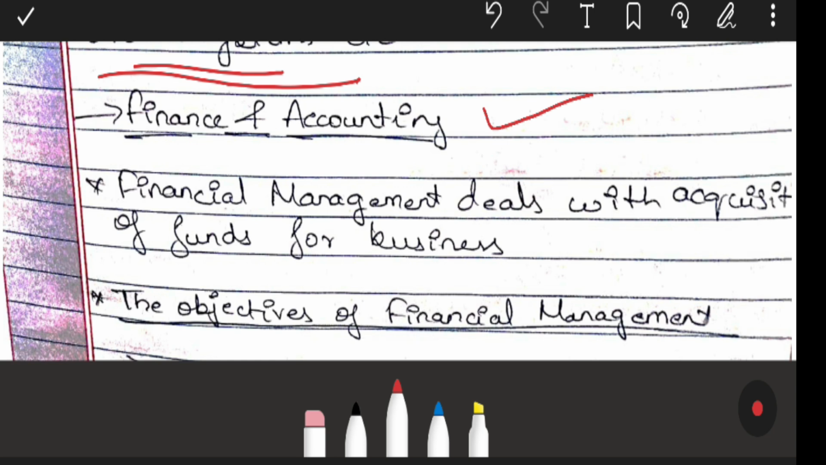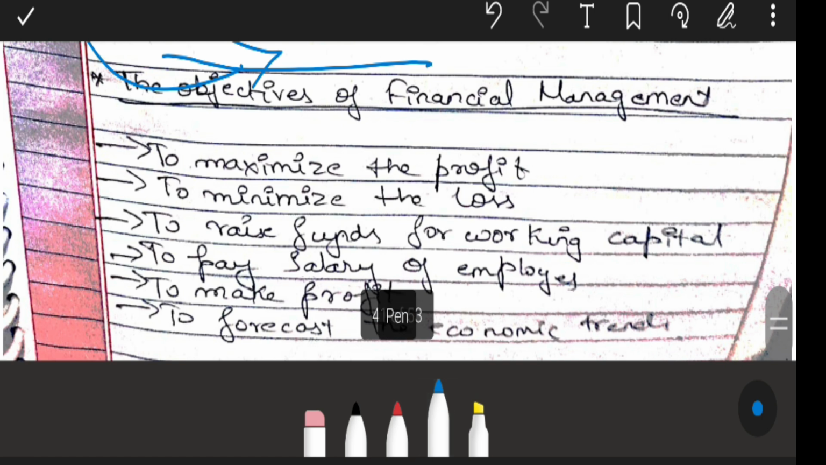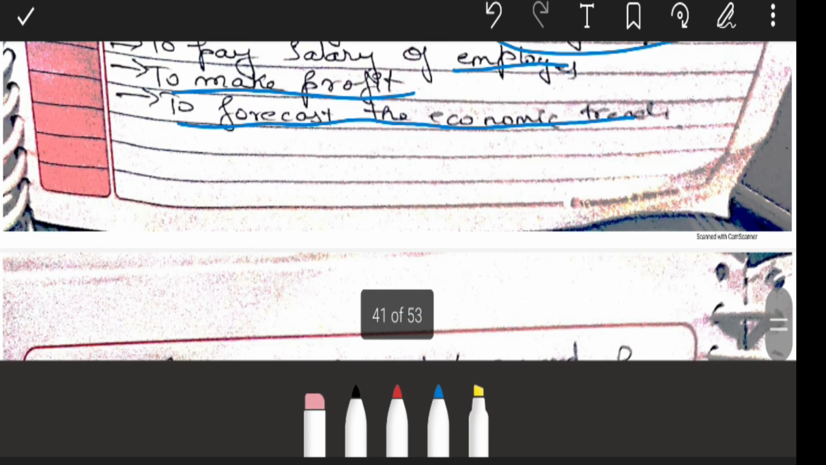Finance and accounting. This is another area of functional areas of management. Finance management deals with acquisition of funds for business. The main objective of financial management is to maximize profit, to minimize loss, to raise funds for working capital which is used to pay salary of employees and run the company, and to forecast economic trends. Economic trends means what is the demand in the market.